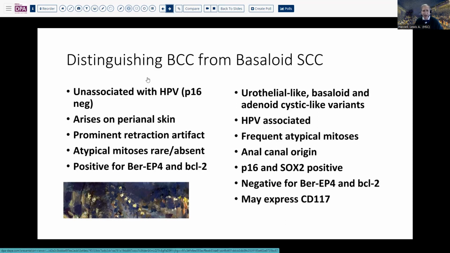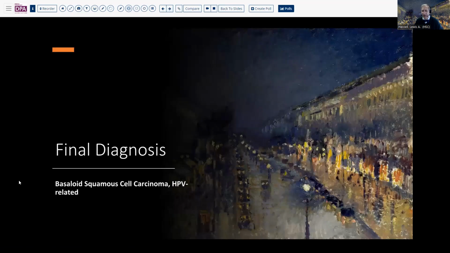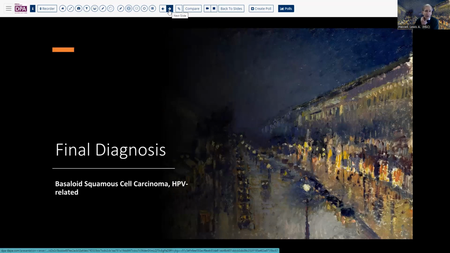Our final sign-out diagnosis on this case is basaloid squamous cell carcinoma, HPV related. And of course, we were a biopsy lesion. We didn't have staging information and so forth on this patient, but we would imagine that a more comprehensive staging should be done to enable proper treatment planning.